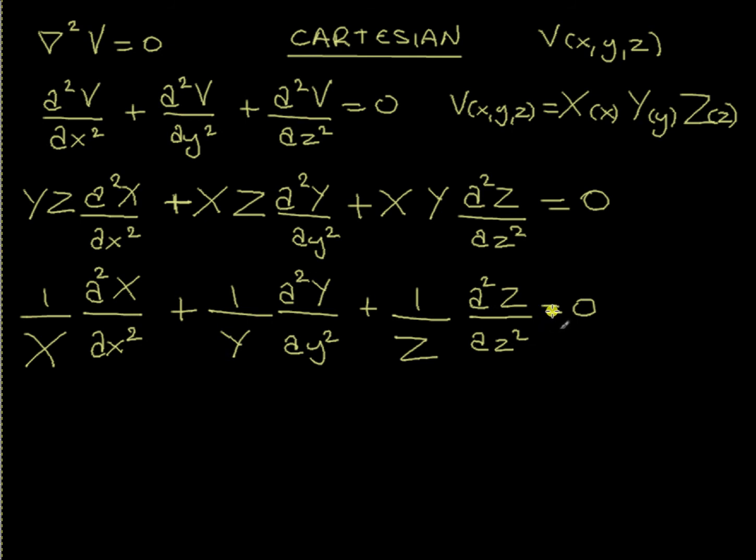Now here I have a sum of 3 terms, and if you look at the first term, this function is dependent on x, and it's the same function here, so I have only x dependence everywhere on the first term. This second function depends entirely on y, and the 3rd function depends entirely on z. The only way that the sum of these three completely independent functions can be zero is if each one of them is equal to a constant.